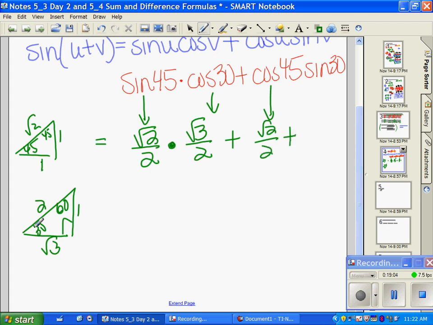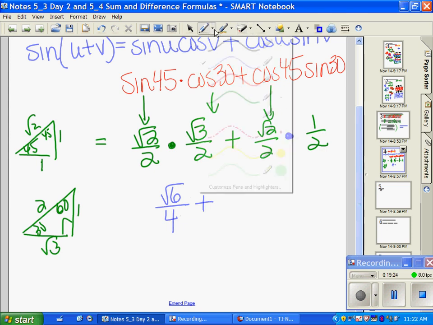Plus sine of 30, opposite over hypotenuse, 1/2. Let's go ahead and multiply this together. Root 2 times root 3 is root 6 over 4. Root 2 times 1, and by the way, I did not write a multiplication symbol right there. I apologize for that. So root 2 times 1 is root 2 over 4.